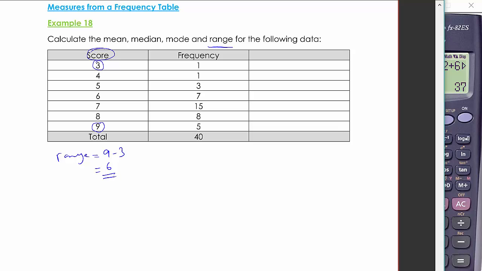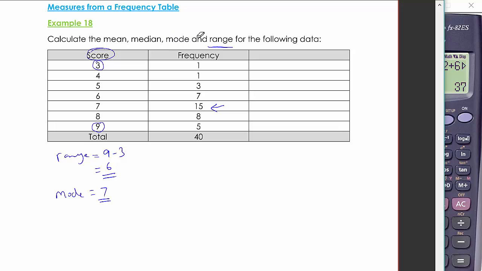So that's easy enough. The mode is going to be the data value, the score that has the highest frequency, because that one occurs the most often. So that's going to be the 7, because there are 15 of those.